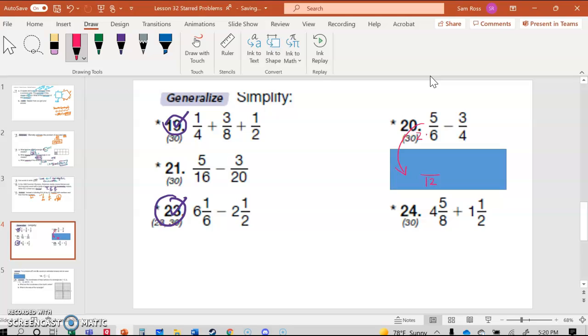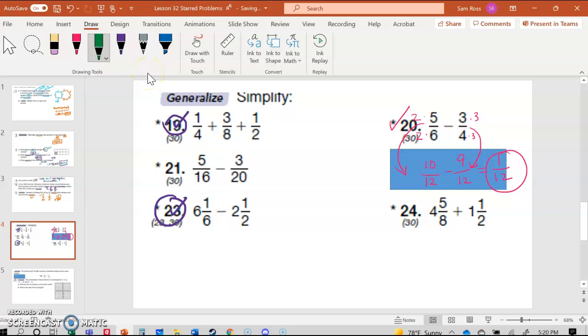So 6 times 2 is 12. What I do to the bottom, I have to do to the top. And then 4 times 3 is 12. What I do to the bottom, I have to do to the top. 10 minus 9 is 1, 12. That's my answer.